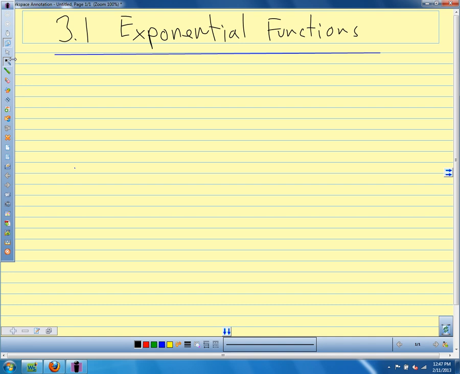Exponential functions are important because they can model cell growth, they can model radioactivity, they can model population, they can model interest. So exponential functions are a really important family of functions. So what we're going to do today is start out with a definition of what an exponential function is, have an idea of what their graphs look like, and then do a little bit of work with exponential functions.